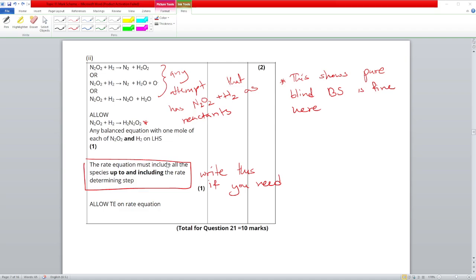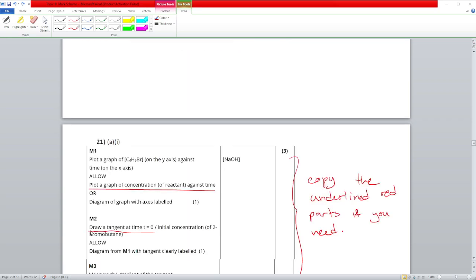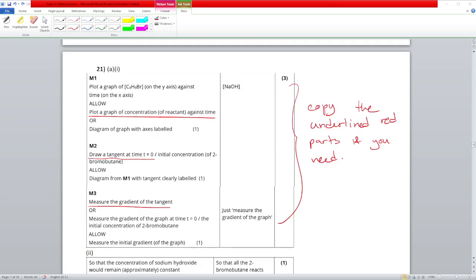And then here, the explanation again. Rate equation must include all the species up to and including the rate determining step. Rate determining step, remember, is the slow step. So everything leading up to the slow step is going to be involved in the rate equation. So make sure you write that down as well if you need.